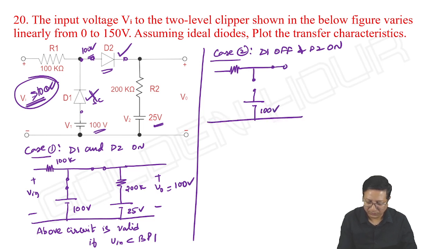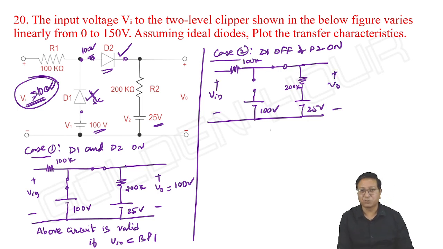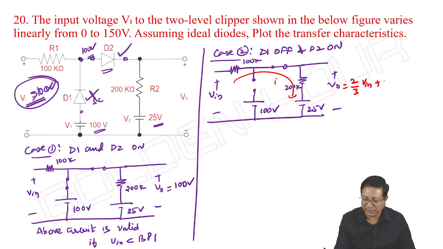100 volts, 100K, 200K, input and output. What about the output equation? We have already seen this circuit, no? There is a current flow like this. I, and I into 200K plus 25 volts is the output voltage. How much do you get? 2 by 3 V input. I am directly writing it. It is 25 by 3.